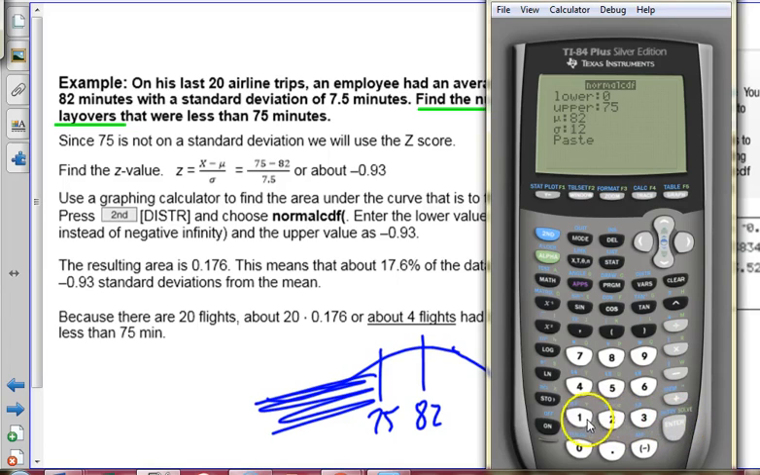Can anybody tell me what it is? What is it? 7.5? Thank you. I get tired of moving this calculator. All right, so I got 17.5. They had 17.6. They did a z-score thing, rounded it, whatever. We're good.